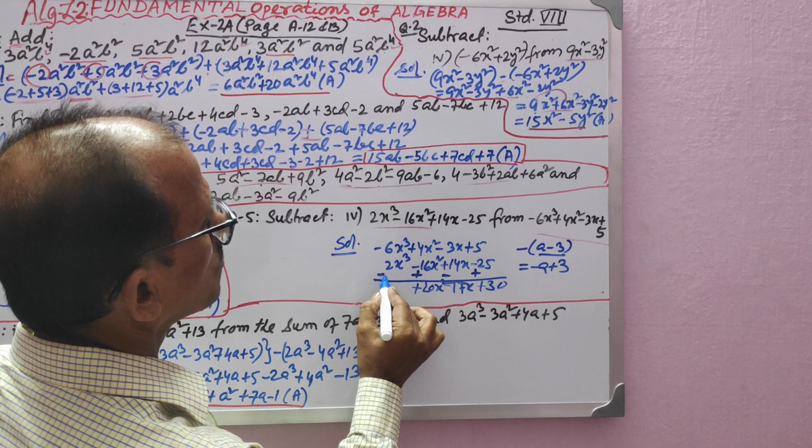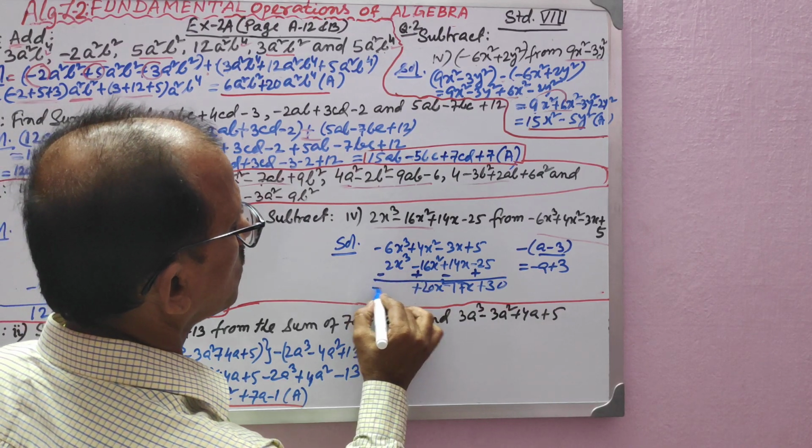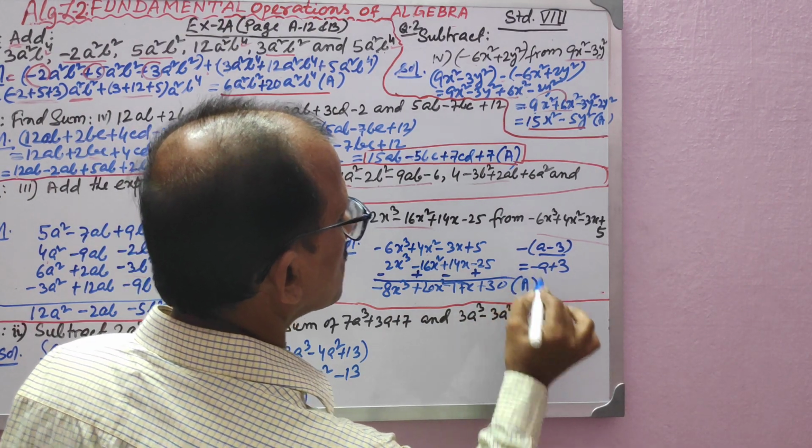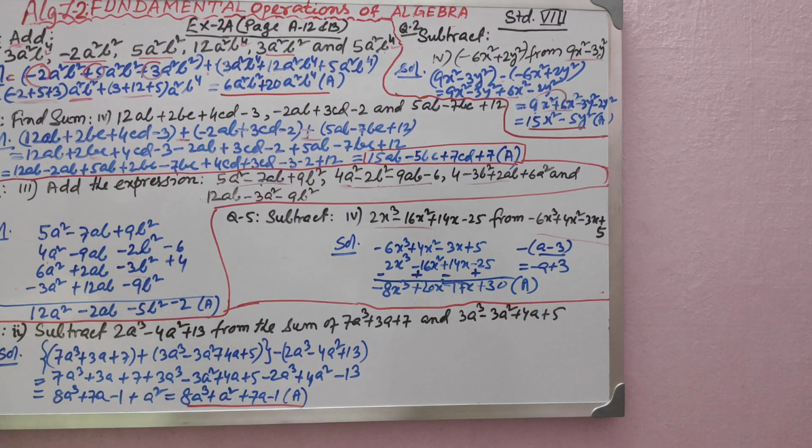Okay. Now minus 2x cube minus 6x cube is minus 8x cube. That will be the answer. Could you understand? The subtrahend result will be that. You tally, it will be matching.